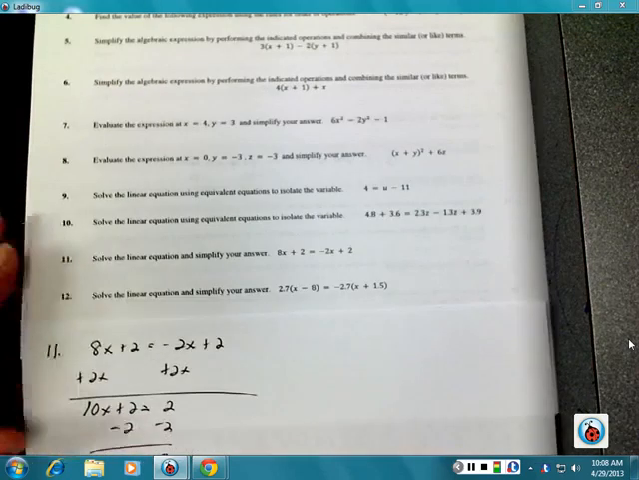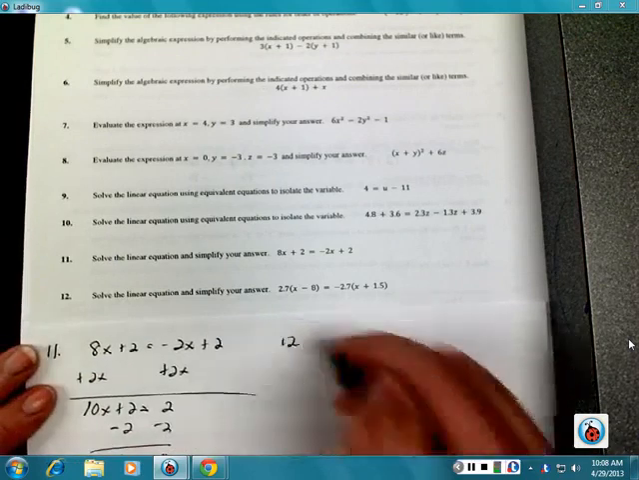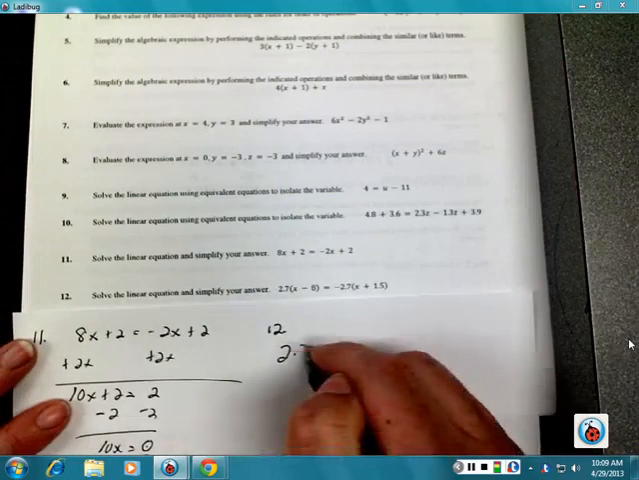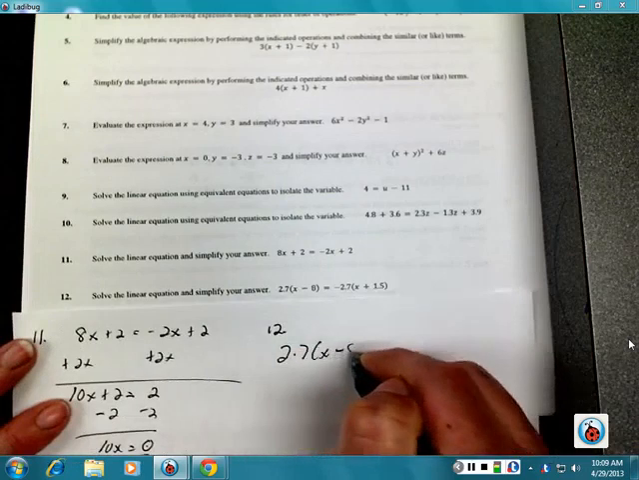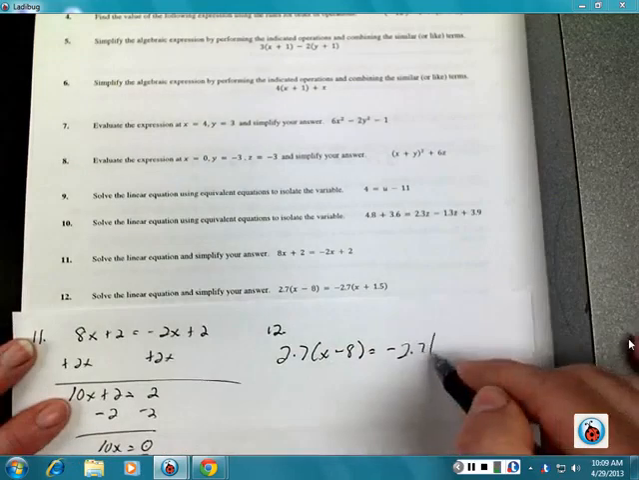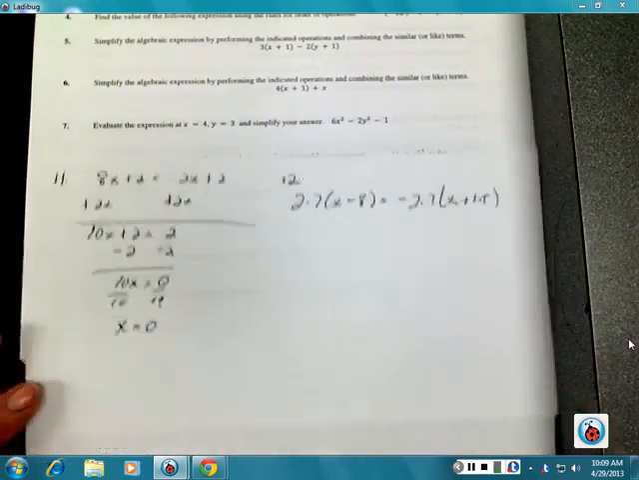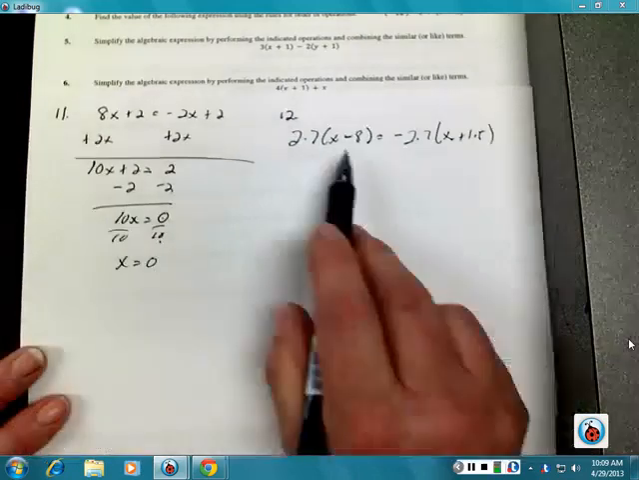What about 12? You okay with that one or you need to do that one? 12's good? All of you? You want 12? Yeah, please. Okay. Number 12, 2.7 times x minus 8 is equal to -2.7 times x plus 1.5. So we got some calculator stuff to do here.